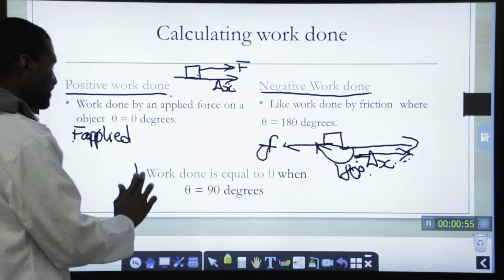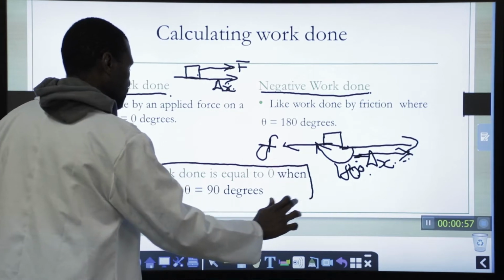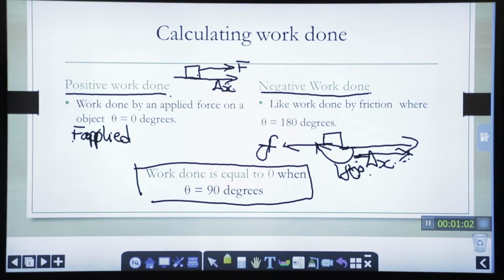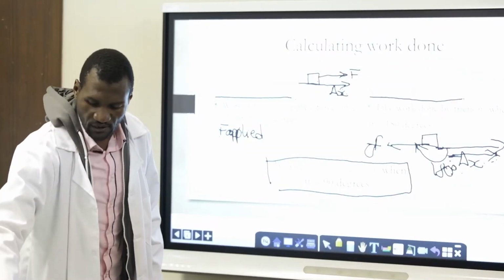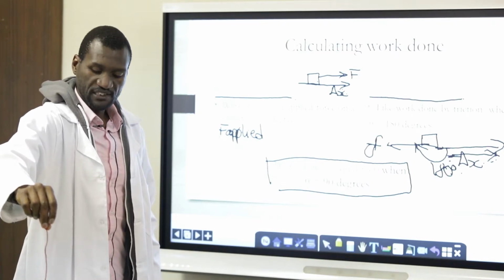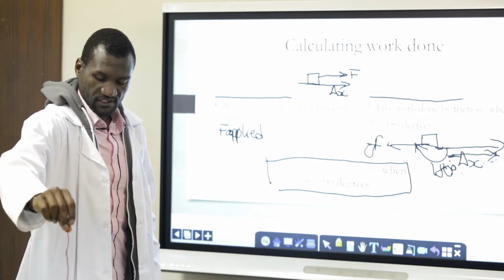I've also explained that work done is equal to 0, or no work is done, when theta is equal to 90 degrees. Like, for example, when something is lifted upwards and yet it's moving horizontally.